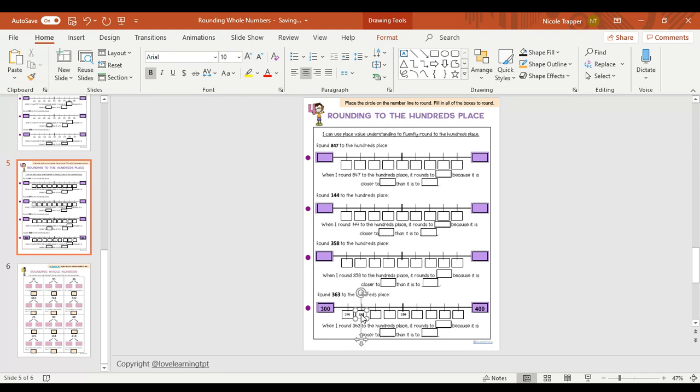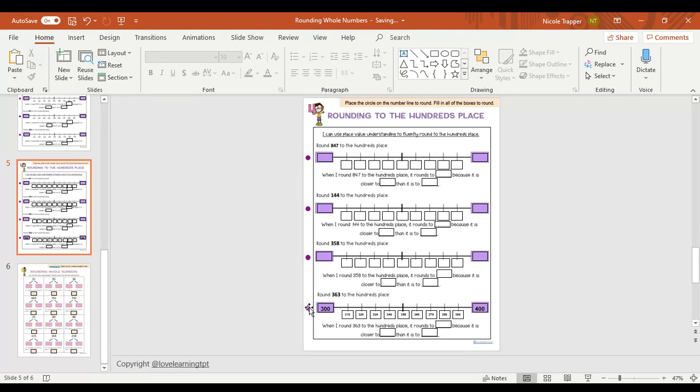So it'll be 310, then 320, 330, 340, I already put 350, then 360, 370, 380, 390, and lastly, our boundary is 400.